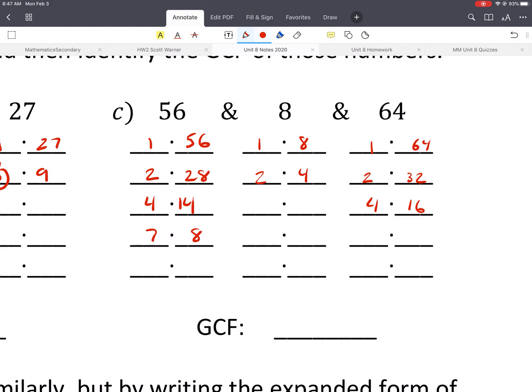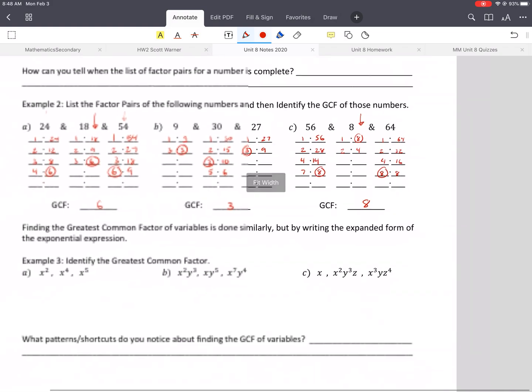And then we got 64, we can do 8. 8 times 8 is 64. All right, so now we'll look for the greatest common factor. I'm going to start here because there's only 3 that we have to check. So 8, 8, and 8. Check, so the greatest common factor is 8.